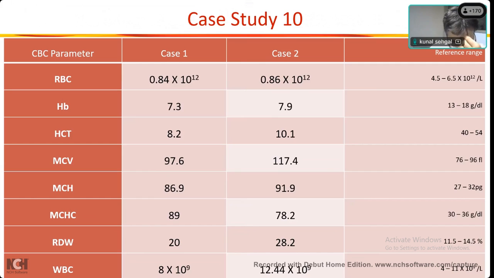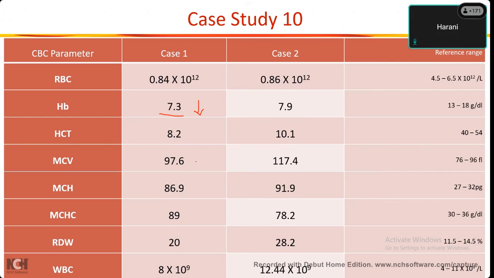So Dr. Harini, we go to case study 10. There are two cases. You can interpret either one, both are similar. Hemoglobin in case 1 is 7.3, so low, anemia. In case 2 also it is 7.9. So interpret only case 1. Ignore case 2 right now. It's similar. Hematocrit is 8.2.